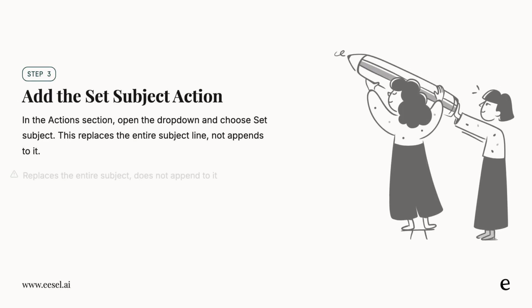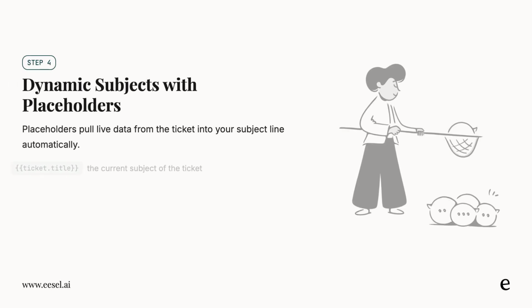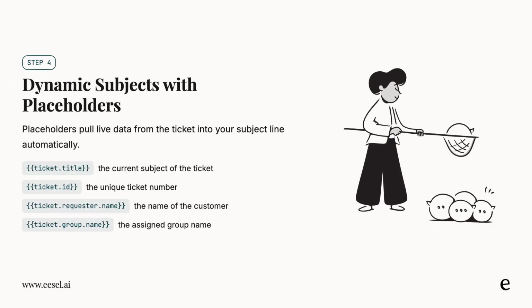In the action section, open the dropdown and select Set Subject. This action replaces the entire subject line with whatever text you type. To keep the original ticket title in your new subject, include the placeholder ticket.title in your format string. Placeholders pull live data from the ticket into your subject line automatically.